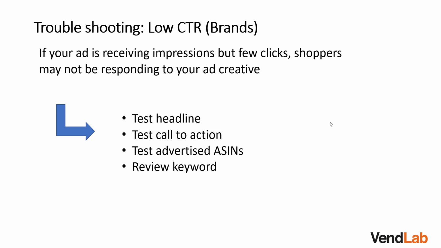If the click-through rate of your sponsored brands ad is low, i.e. your ad is receiving impressions but few clicks, it could be that shoppers are not responding to your ad creative. In this case, you need to experiment with changing different elements of your ad. You need to test different versions of the headline, test different versions of the call to action, test different selections of advertised ASINs, and also review the keywords which you use. It could be that the keywords you're using and your advert are out of sync.